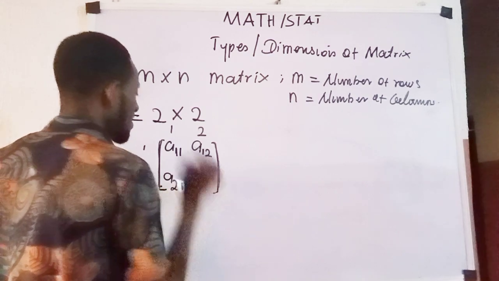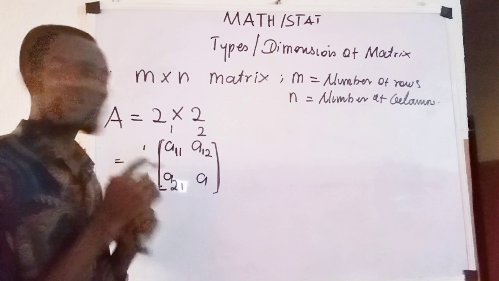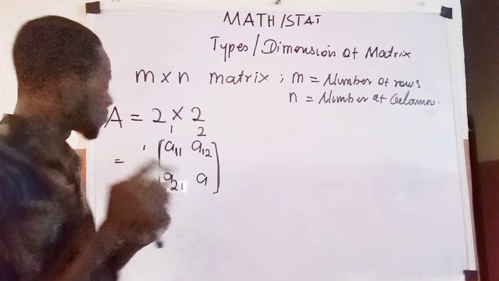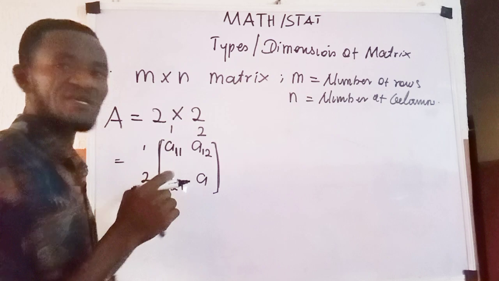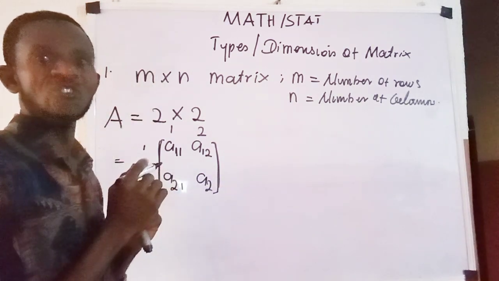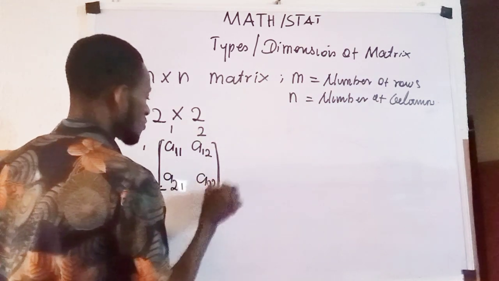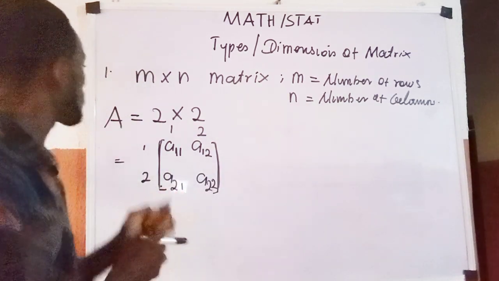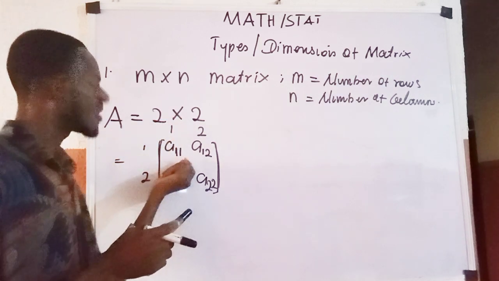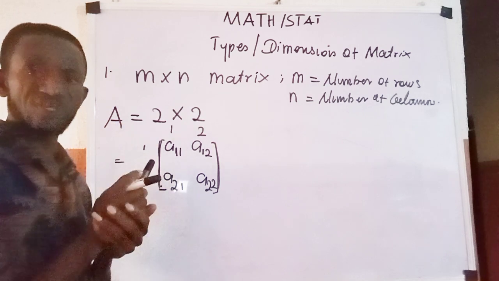You equally write your A here. You ask yourself a question. You have written your A here. What is the position of this A? Which row is this A? It is still at row 2. You now write your 2. Which column is this A? It is still at column 2. You write your 2. So you have been able to represent this 2 by 2 matrix using the lower case of the upper case letter of the matrix.